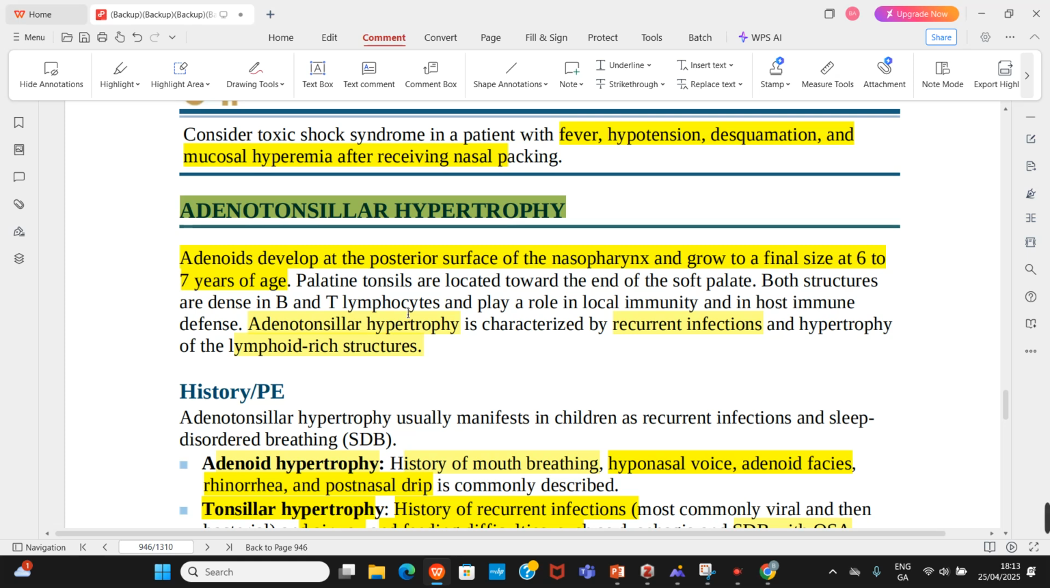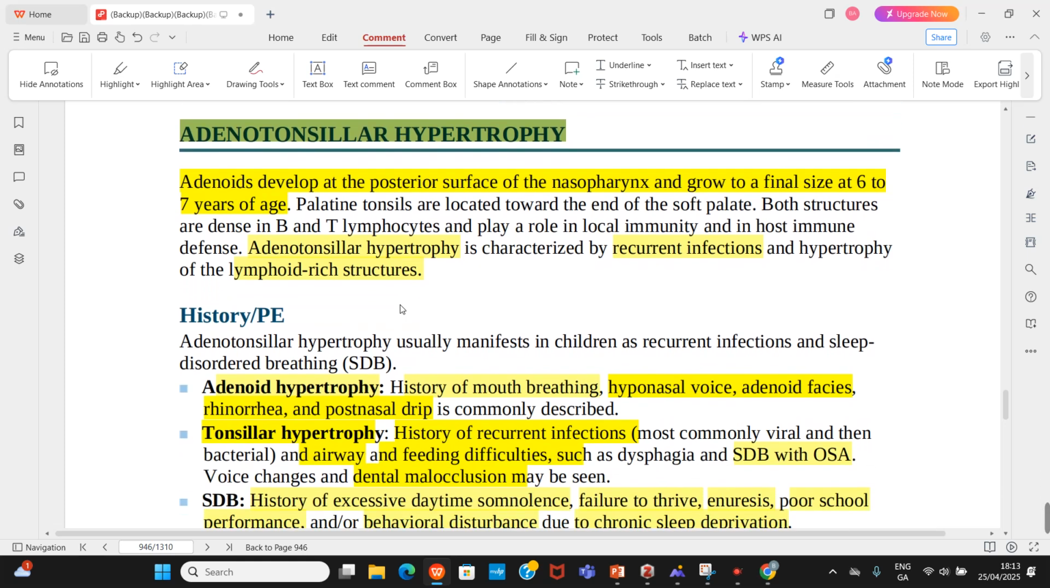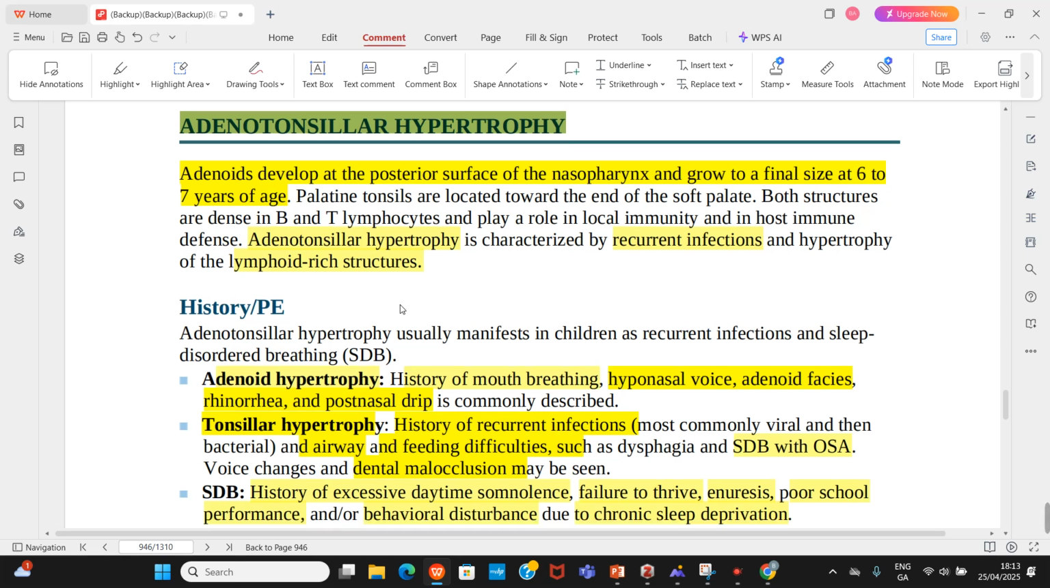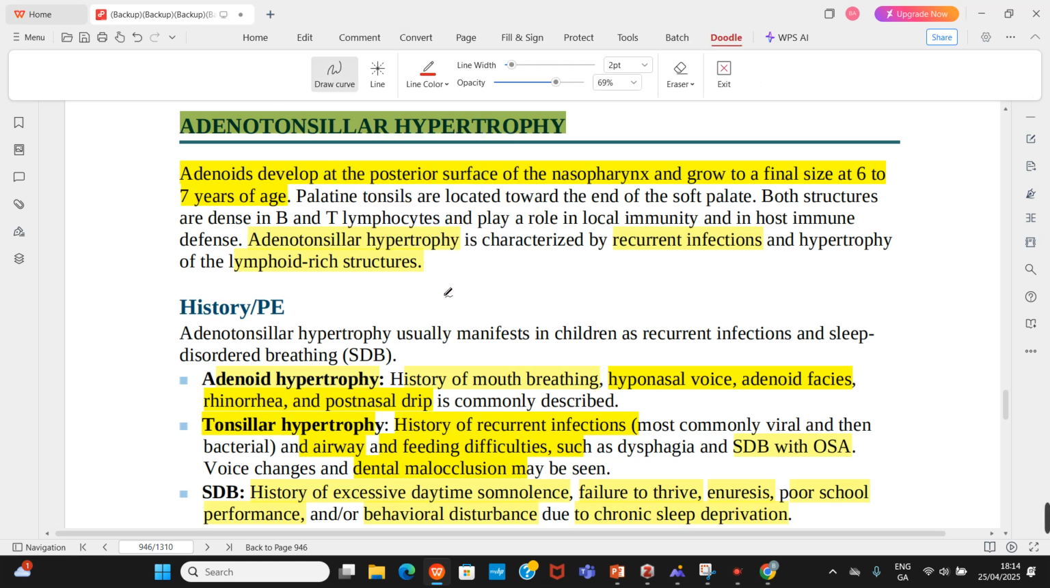Then moving on to adenoidal hypertrophy. So this is when we have enlargement of the adenoids at the back of the throat. People usually have these and they develop recurrent infection. And that is because if you look at the adenoids, they are structures in the nasopharynx, at the back of the nose. So they are somewhere here, at the back.